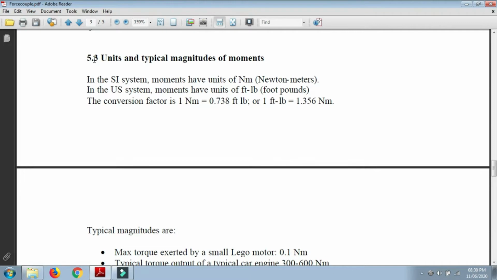Units and typical magnitudes of moment. In SI systems, moments have units of Newton meter. Why? Moment is force into distance, so Newton into meter. In the US system, moments have units of foot pound. The conversion factor is 1 Newton meter equals 0.738 foot pounds. Vice versa, 1 foot pound equals the inverse of that, 1.356 Newton meter.